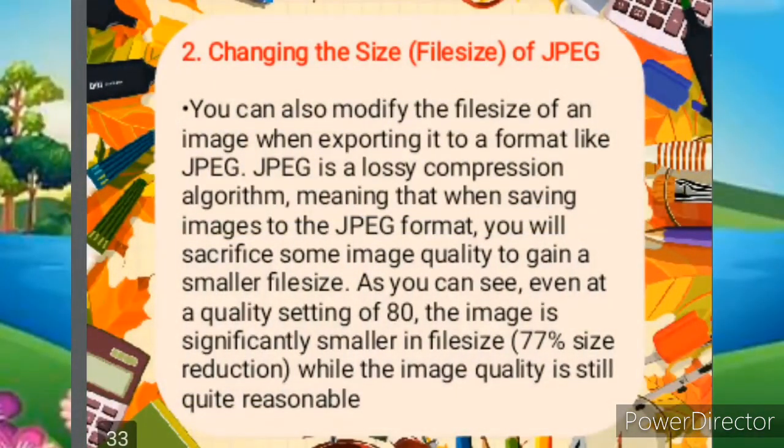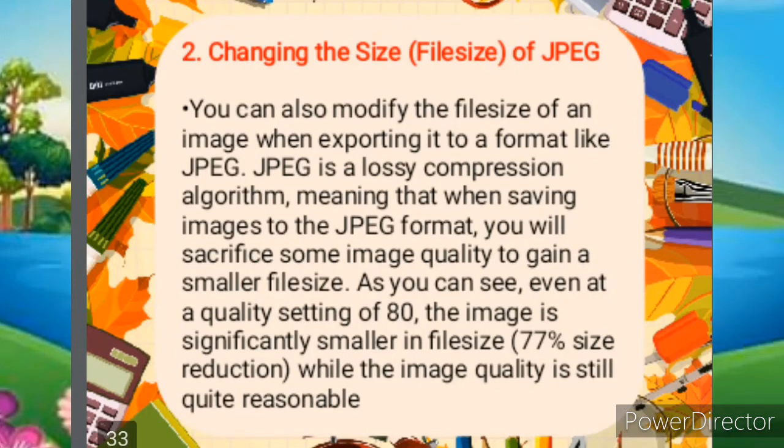Number 2 main point in using GIMP is changing the size or file size of JPEG. You can also modify the file size of the image when exporting it to a format like JPEG. JPEG is a lossy compression algorithm, meaning that when saving images to the JPEG format, you will sacrifice some image quality to gain a smaller file size. As you can see, even at a quality setting of 80, the image is significantly smaller in file size, a 77% size reduction, while the image quality is still quite reasonable.